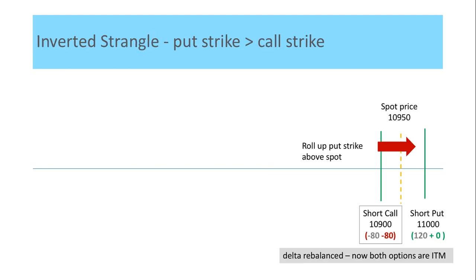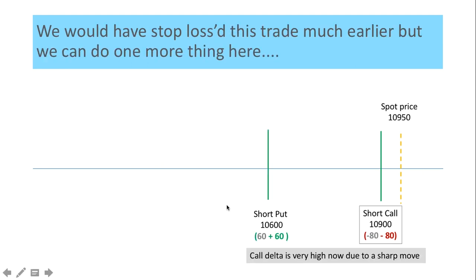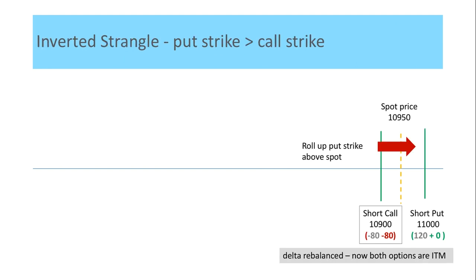So this is what we can do. We make a drastic change. All the way from 10,600 as the strike price of the short put, we now move the strike price of our put beyond the spot price, and we sell a short put option at 11,000. By doing so, we convert our original strangle into something called an inverted strangle. An inverted strangle is a strangle where the put strike is greater than the call strike. As you will notice, both options in this inverted strangle are in the money. The short call is in the money, and so is the short put.